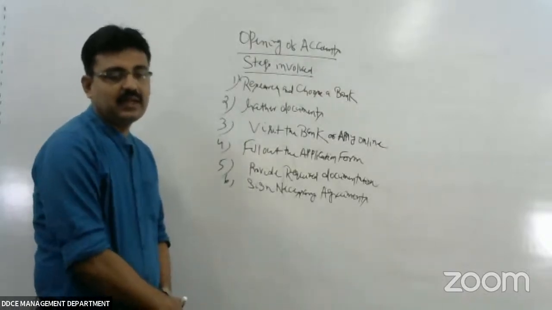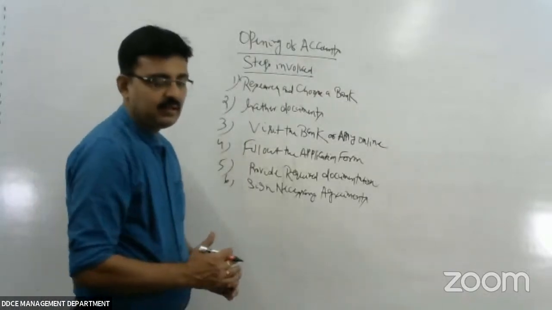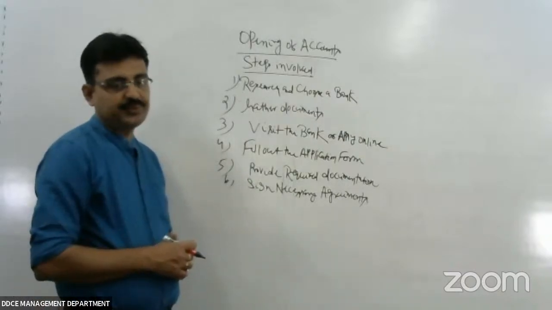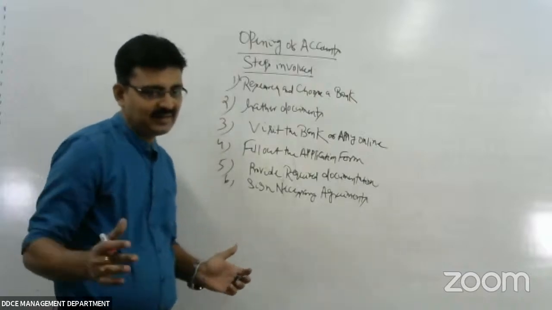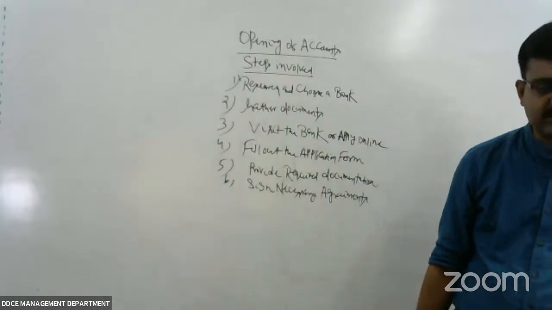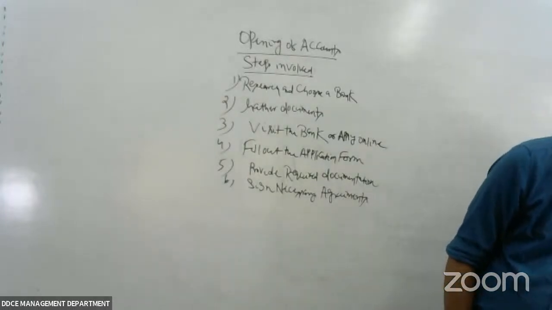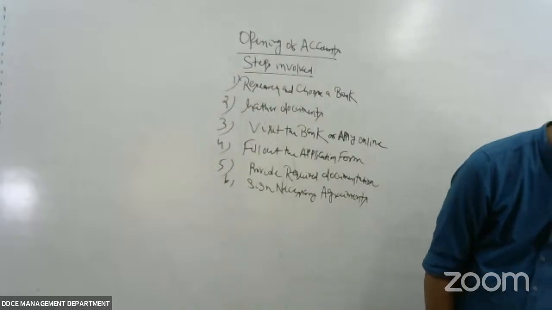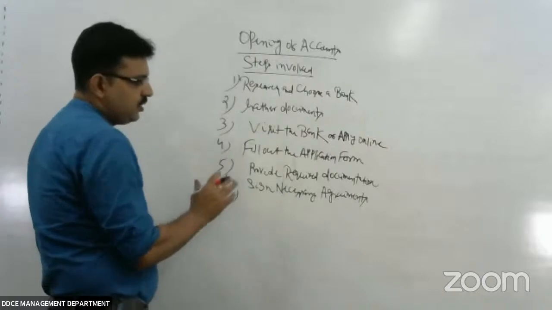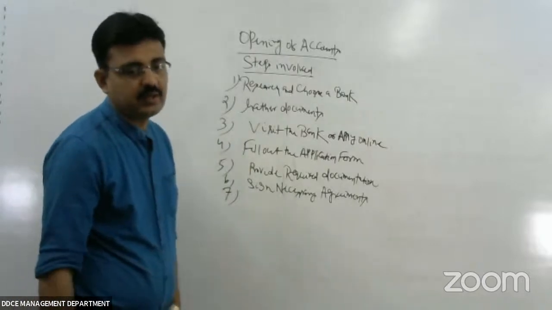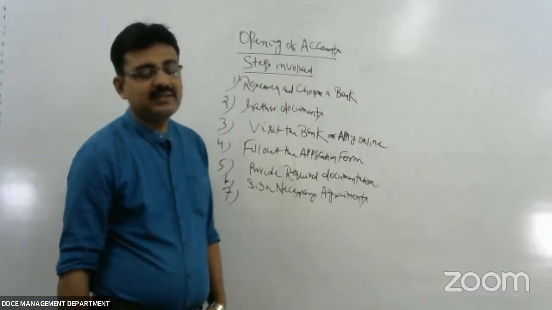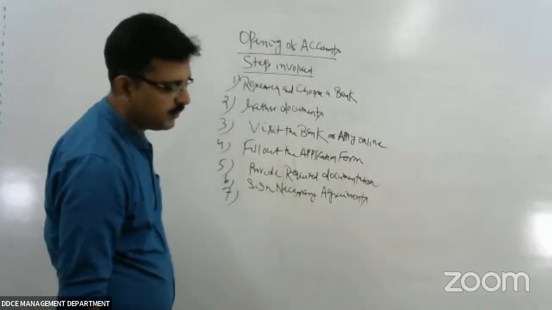Sign necessary agreements. Either agreements can be given to you by the bank official, or the agreement sometimes has been attached with the application form, and you need to give your consent by putting your signature. Once you put your signature on the agreements, you will definitely receive your account information.